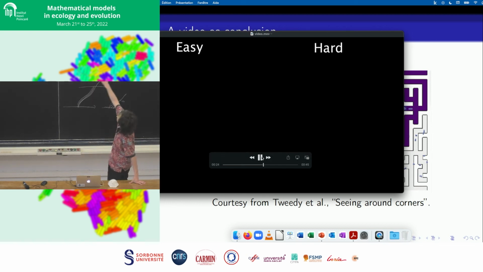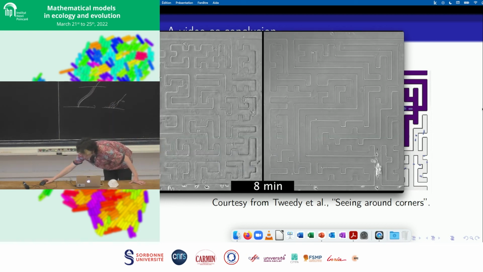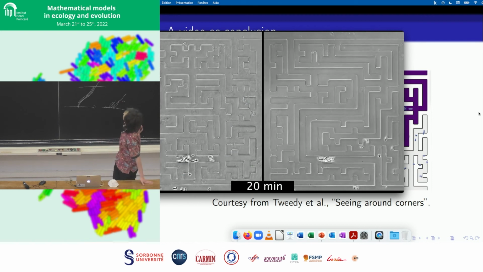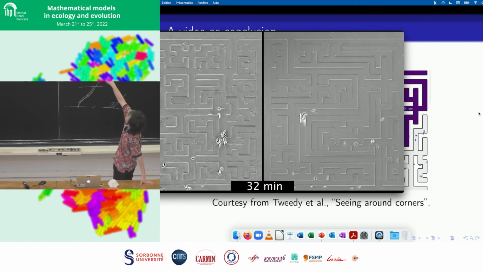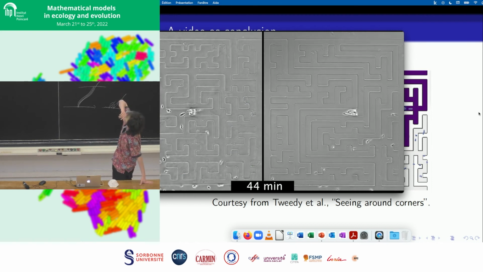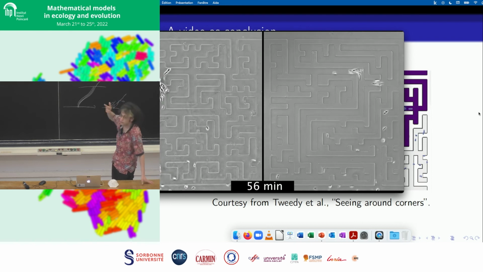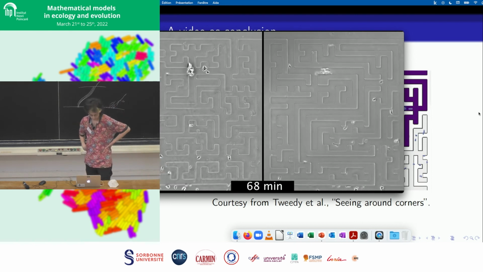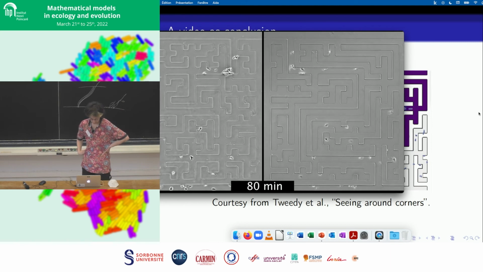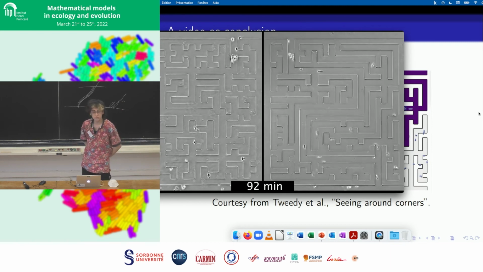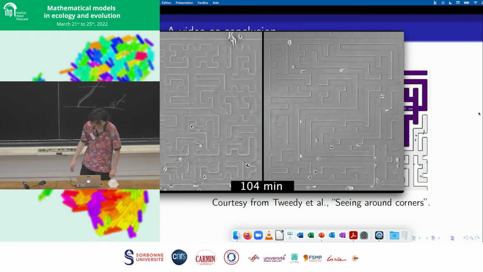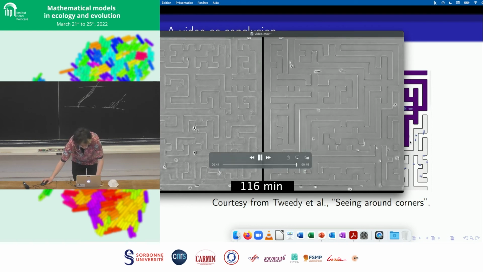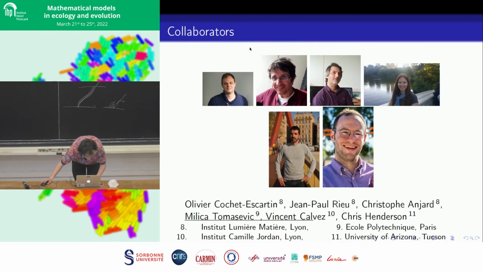This also works in vitro, where you can really see how those cells move through the maze, which I think is very interesting. So that's also a little bit the reason why we are so interested in self-generated gradients and the like. And that's it. I close this.